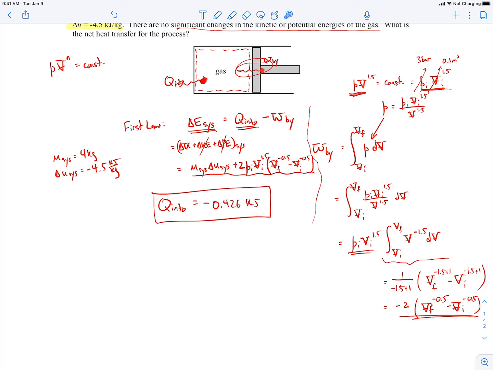So we had drawn the heat transfer going into the gas, but in fact, because there's a minus sign, there's actually heat or energy leaving the gas via heat transfer to the surroundings.